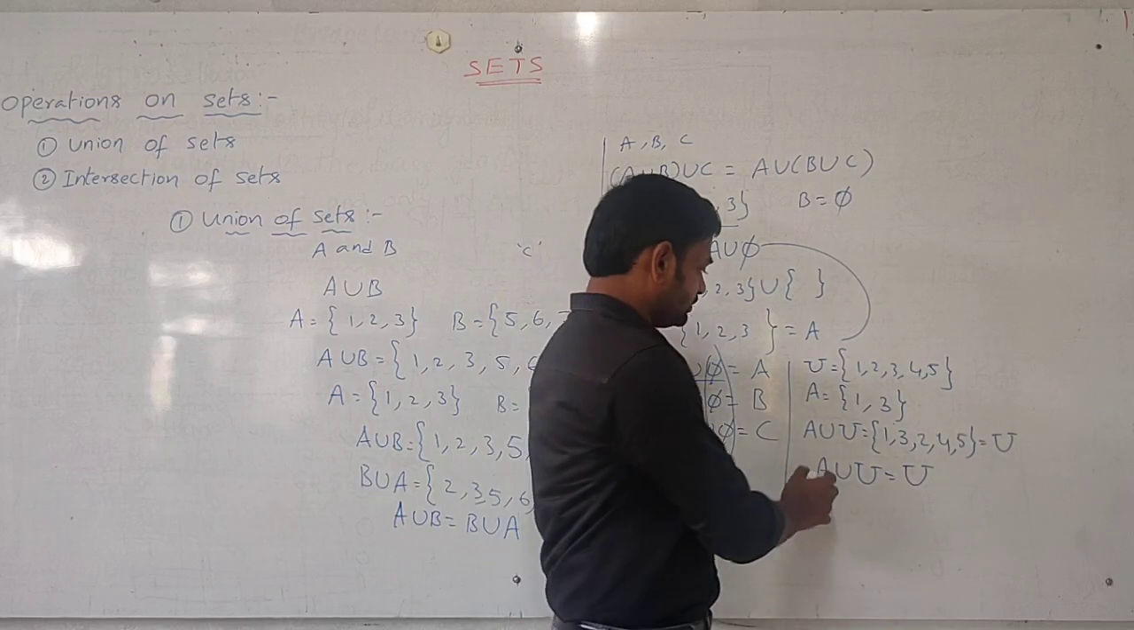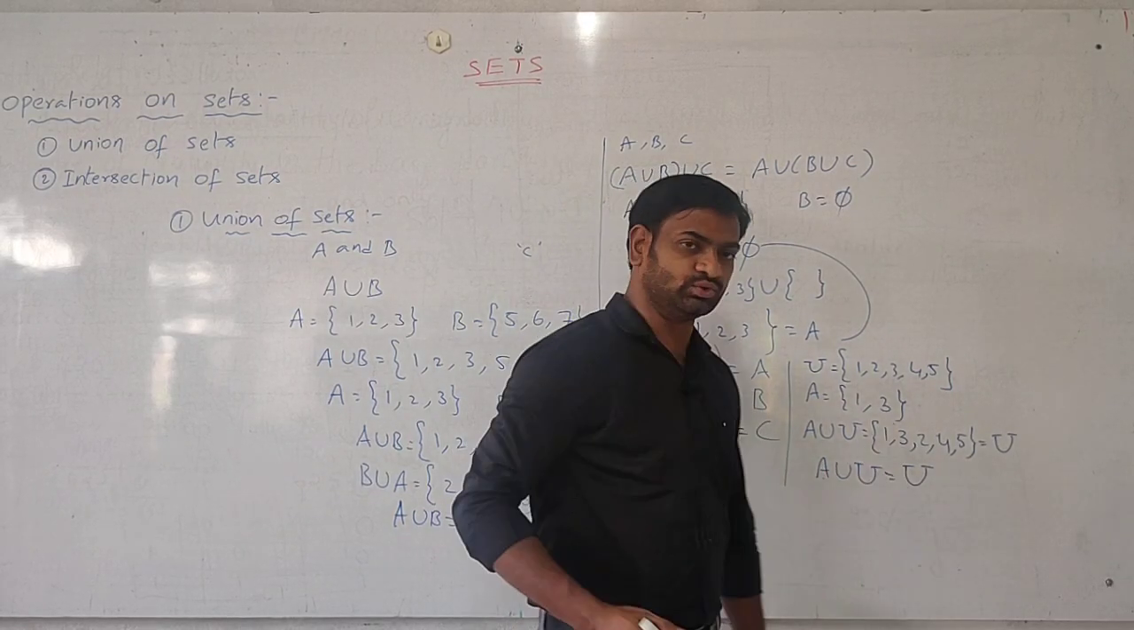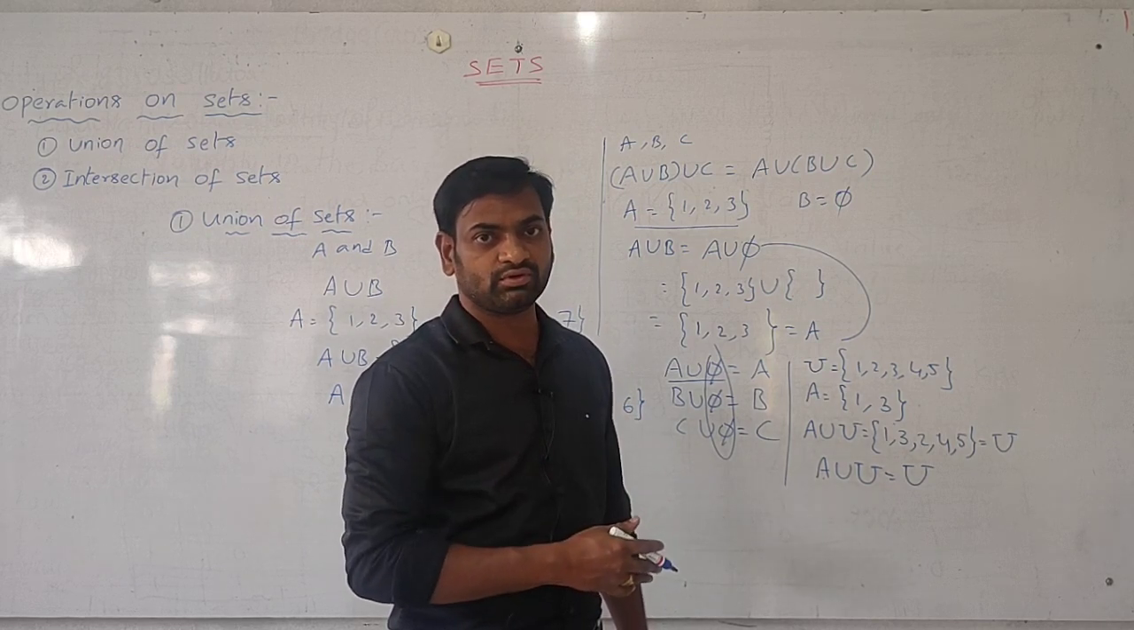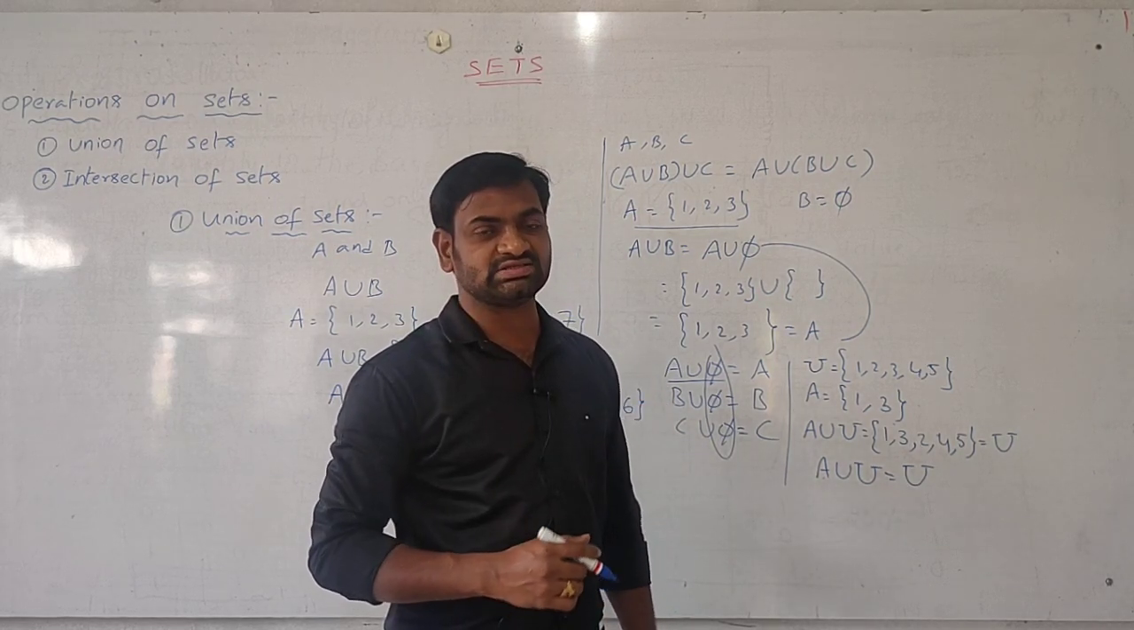Next, A union U is equal to U. This is called law of capital U, that is, the universal set.